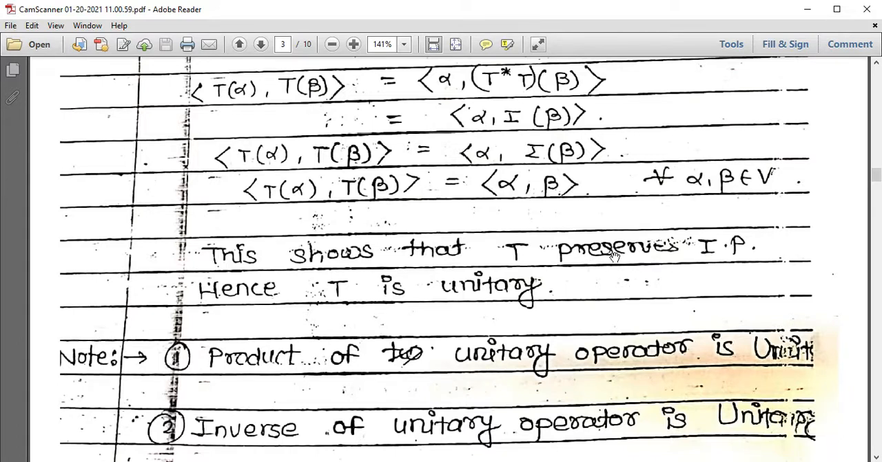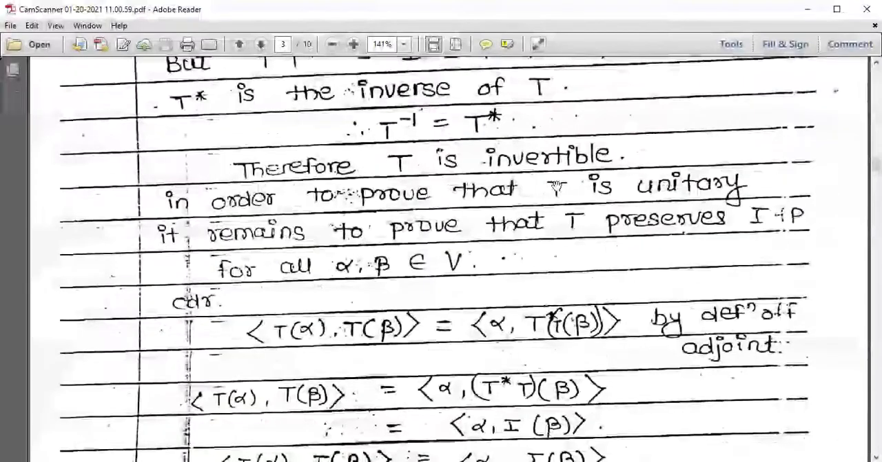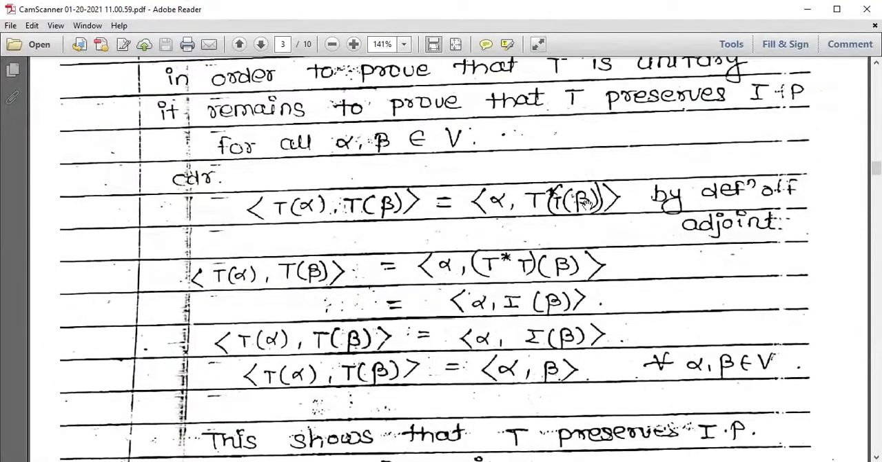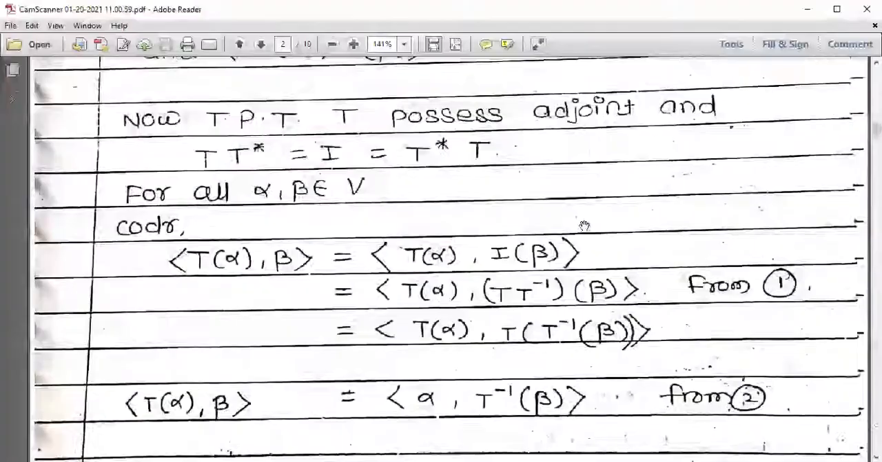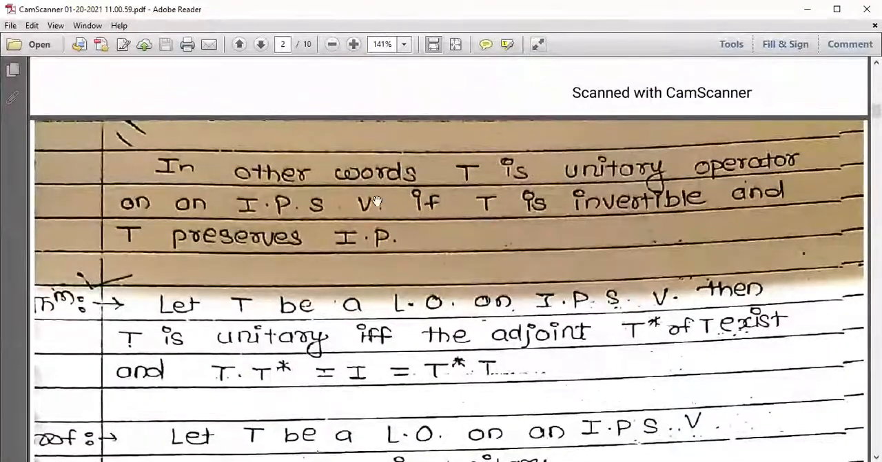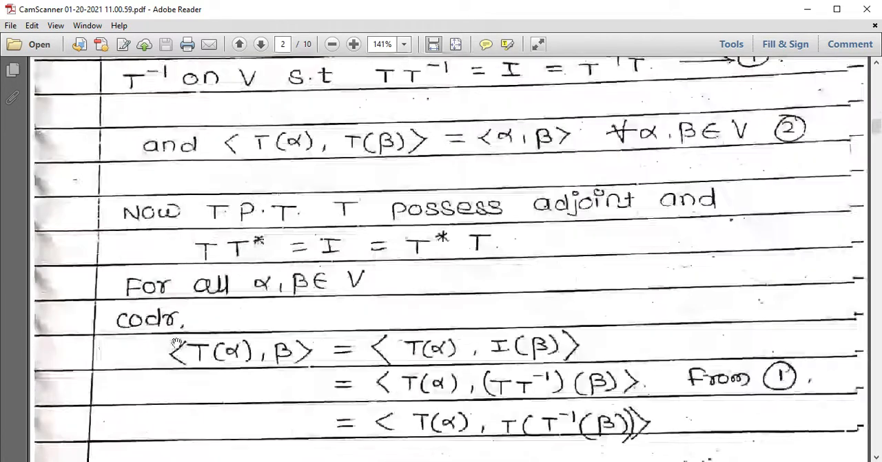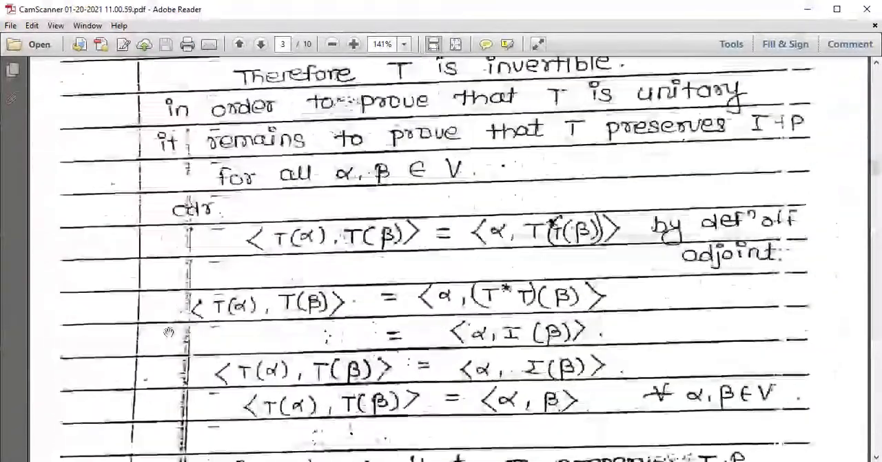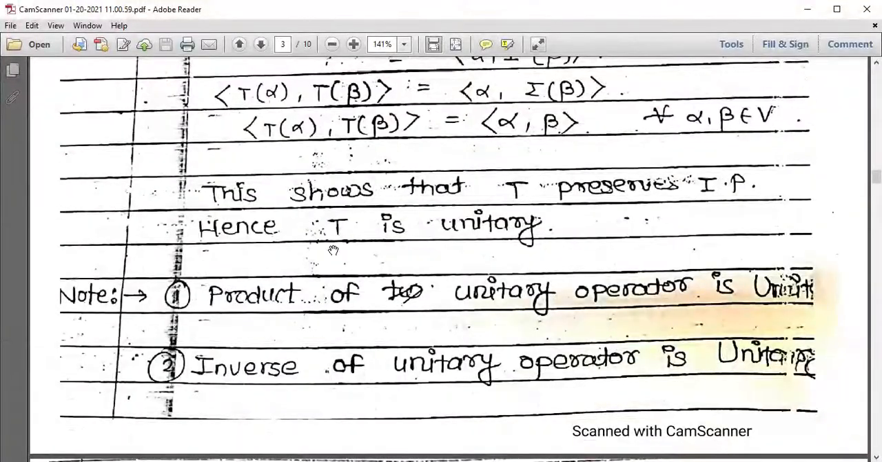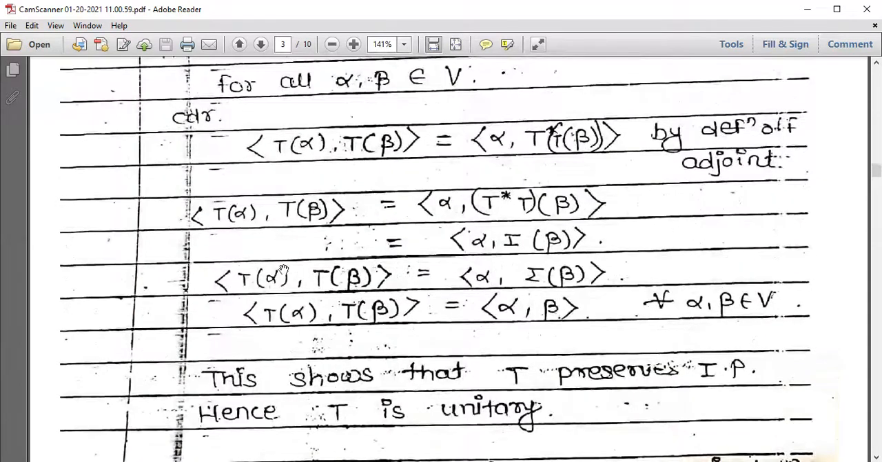Hence, here T preserves the inner product, and T is invertible. Hence, by the definition of a unitary operator, T is a unitary operator if T is invertible and T preserves the inner product. Hence, we get that T is a unitary operator. Okay, understood? Observe all these steps.